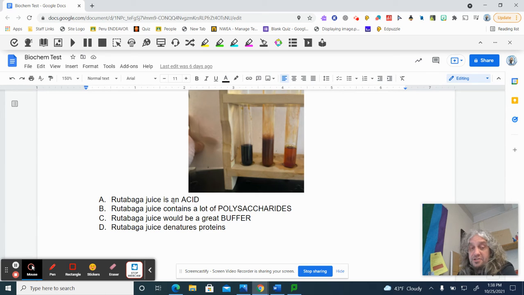A, rutabaga juice is an acid. B, rutabaga juice contains a lot of polysaccharides. C, rutabaga juice would make a great buffer. D, rutabaga juice denatures proteins.